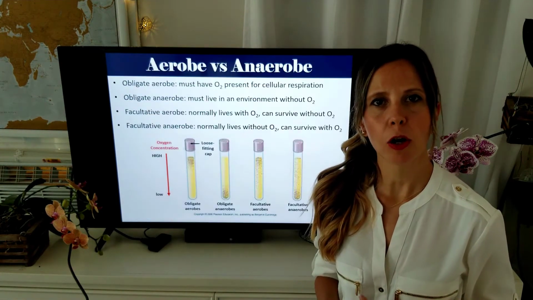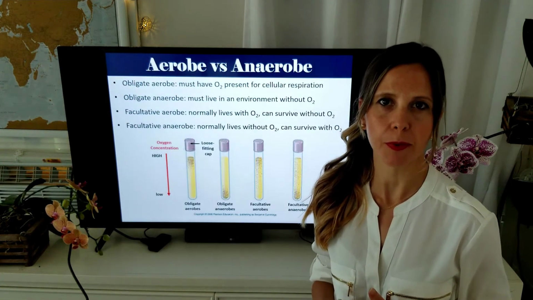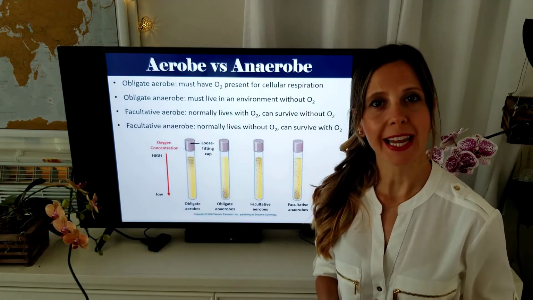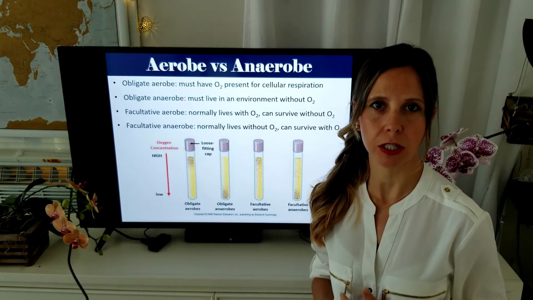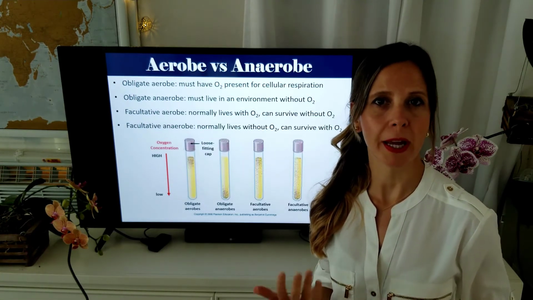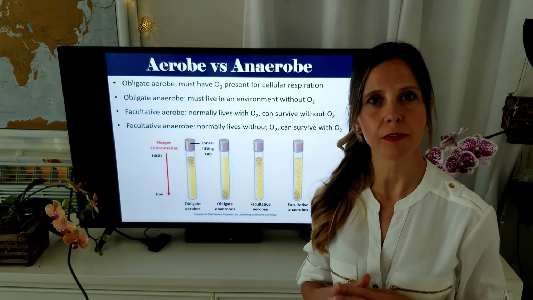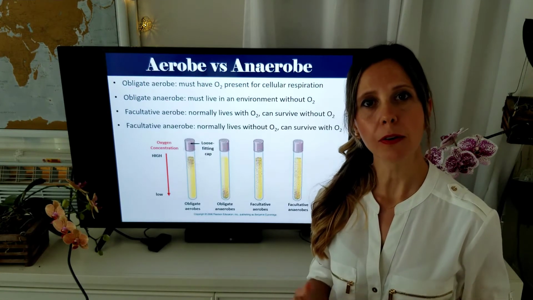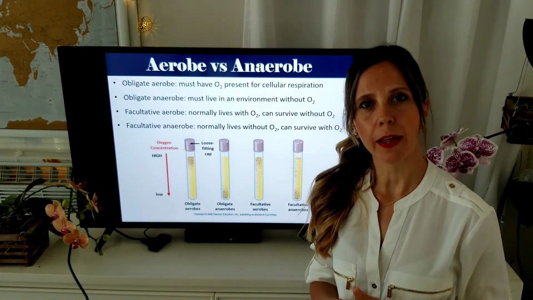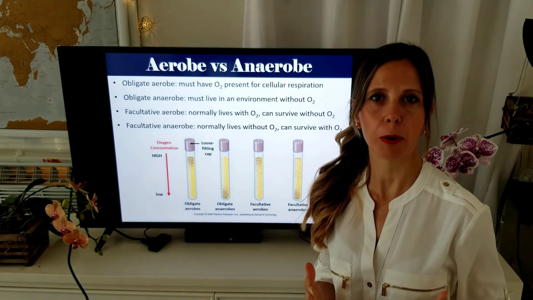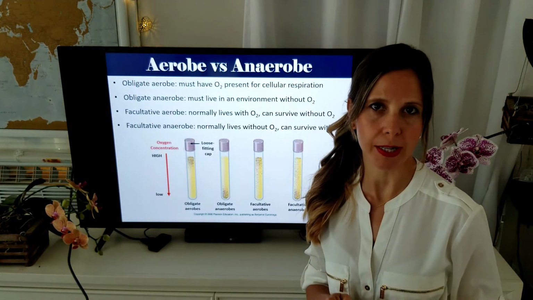An obligate aerobe is an organism that has to have oxygen present in order for aerobic respiration to occur. An obligate anaerobe is an organism that has to live in an environment that lacks oxygen. We also have a facultative aerobe and anaerobe. A facultative aerobe is an organism that lives in an environment with oxygen but can also survive without oxygen. A facultative anaerobe, on the other hand, is an organism that lives in an environment without oxygen but can still survive in an environment if oxygen is present.